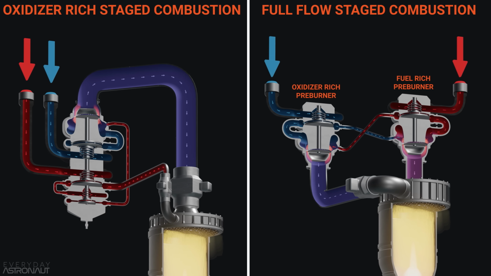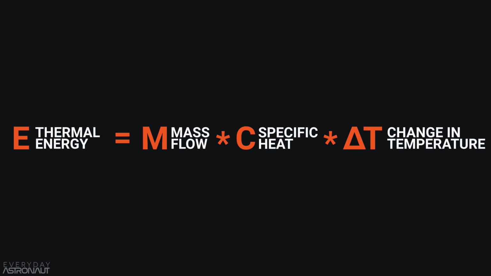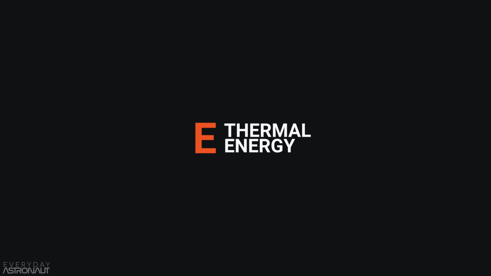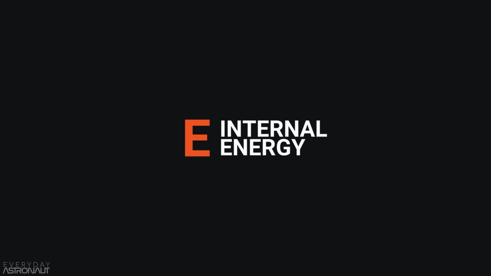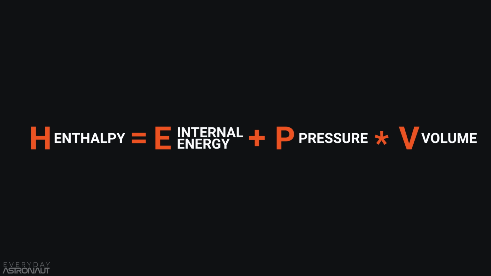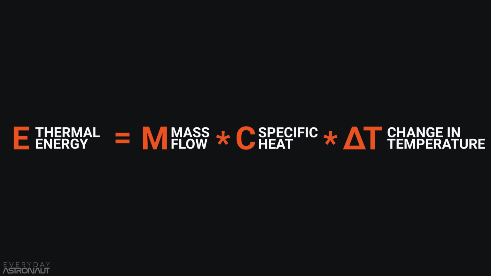The less work the turbines need to do means less heat and pressure necessary inside the preburner to do the same amount of mechanical work. But let's actually dive into this even more to help drill it in. Take a look at this equation for thermal energy. Now, for some perspective here, thermal energy and kinetic energy make up internal energy, which is that E in the enthalpy equation. And we're going to show you exactly how different the temperatures inside the preburners of different engine cycle types can be.